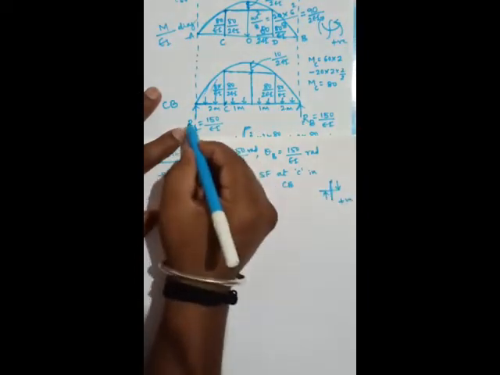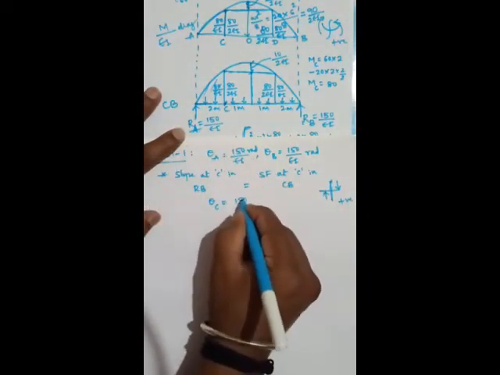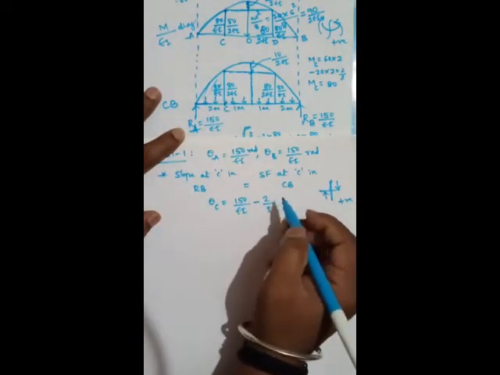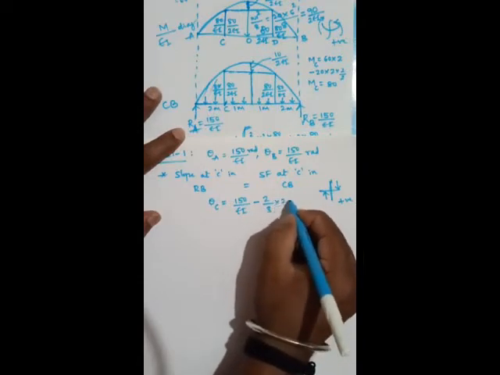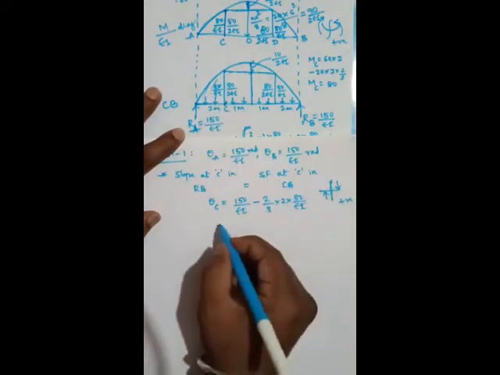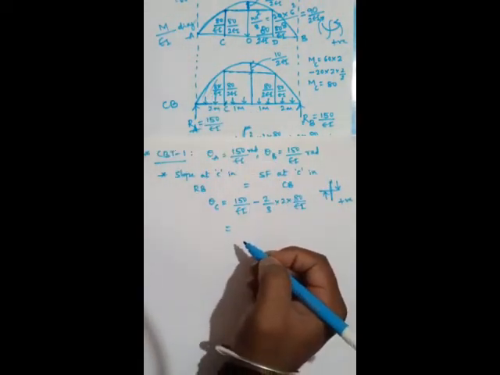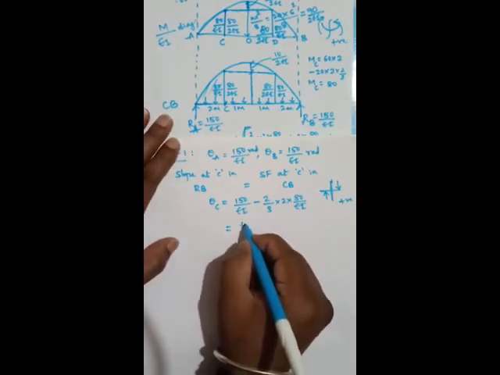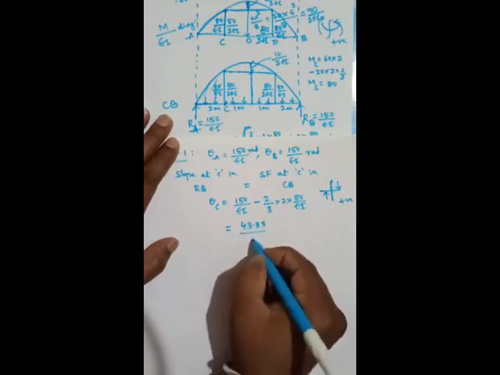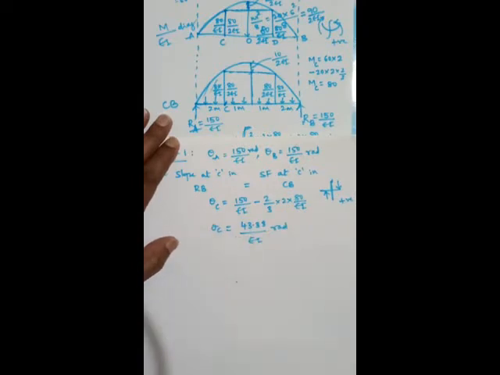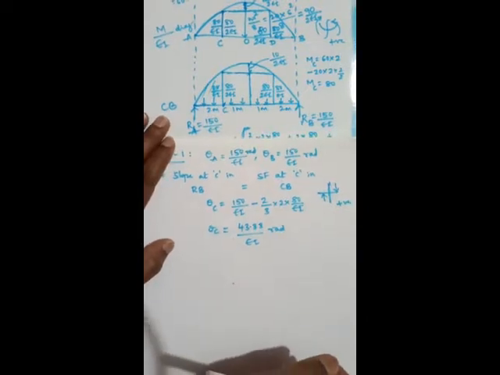So left hand side upwards positive, RA is upwards. So 150 by EI, then the area of this is minus, since it is downwards, 2/3 of base, which is 2 meters, and height is 80 by EI, correct, only this. So simplify this, you will be getting 43.33 by EI radians. This is theta C.